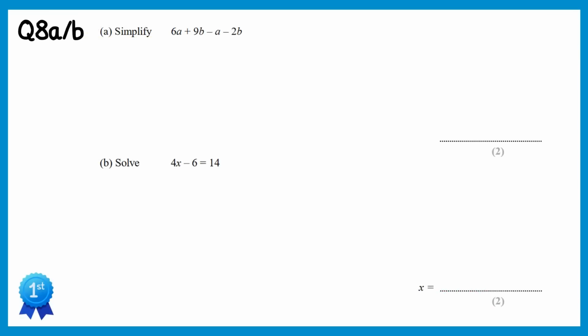For this question I need to simplify. The like terms are 6a and minus a. 6a take away a is 5a. And then we've also got plus 9b and minus 2b. 9b minus 2b is 7b. So it's 5a plus 7b.